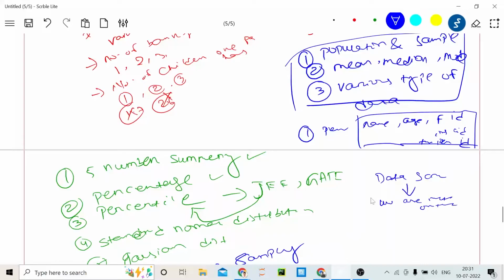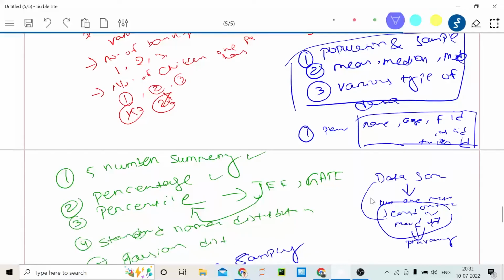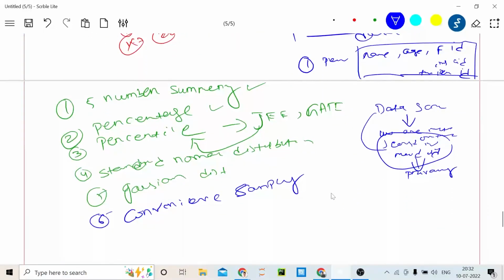In that form I may collect their contact number, their mail ID, or Facebook ID. These are things that come under privacy. If you are interested to share with me, then you may share. If you don't want to share, then you are not supposed to fill up the form. That comes under convenience sampling.